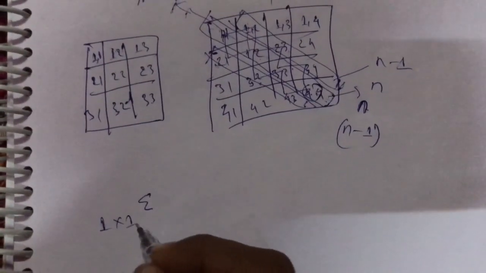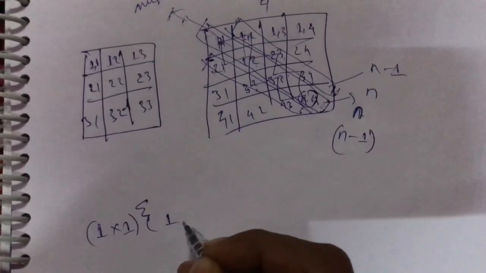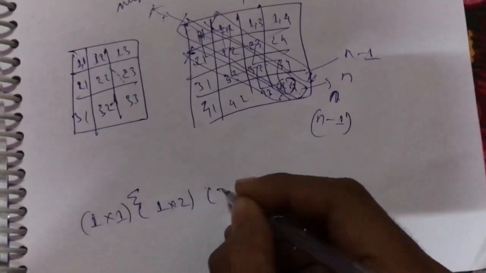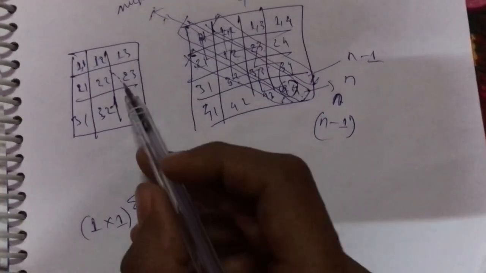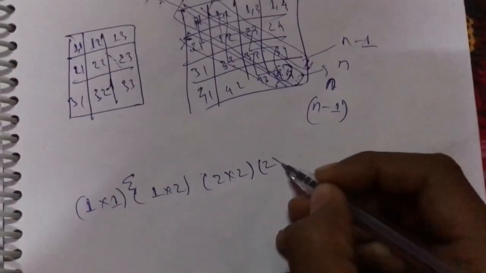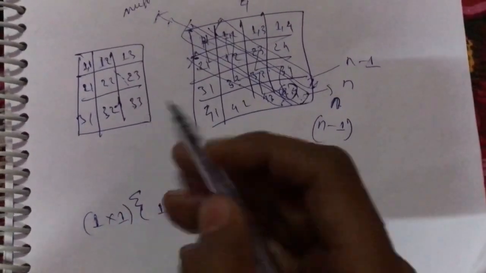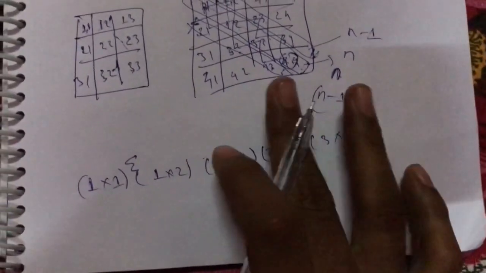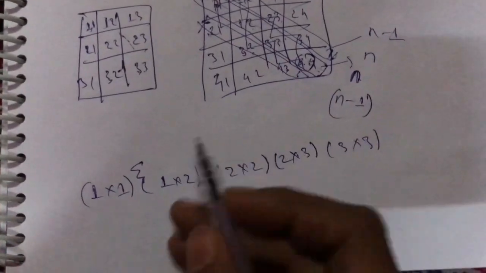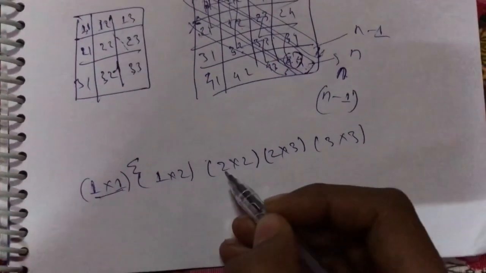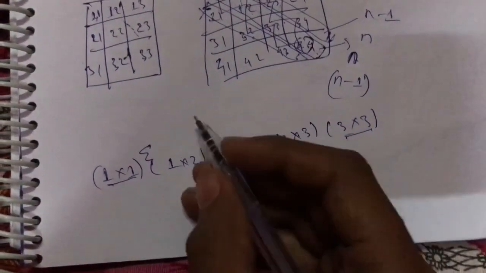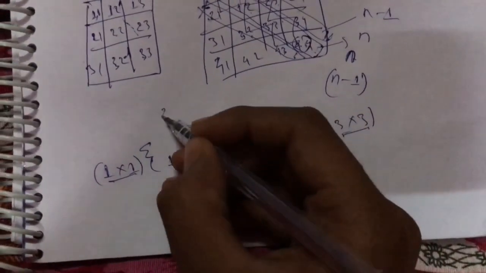So first is 1 into 1, then 1 into 2, then C is going to move here, so 2 into 2, then C is going to move here, which is 2 cross 3, then C is going to move right here. Okay, so it is 3 cross 3. From this we can make a formula out here: 1 cross 1, 2 cross 2, 3 cross 3. What is this? This is actually a square.